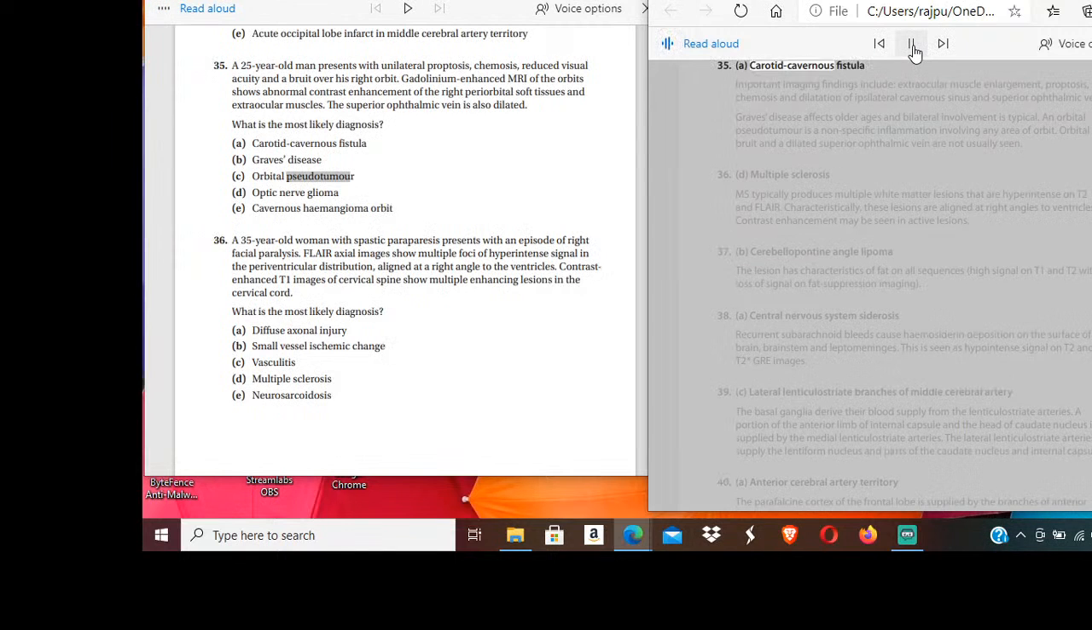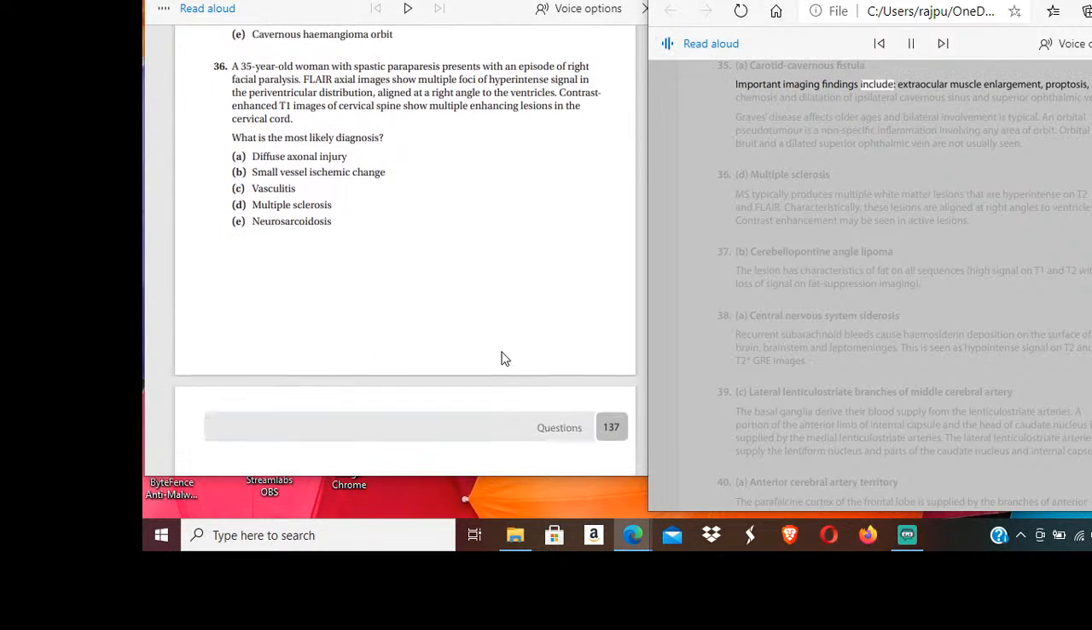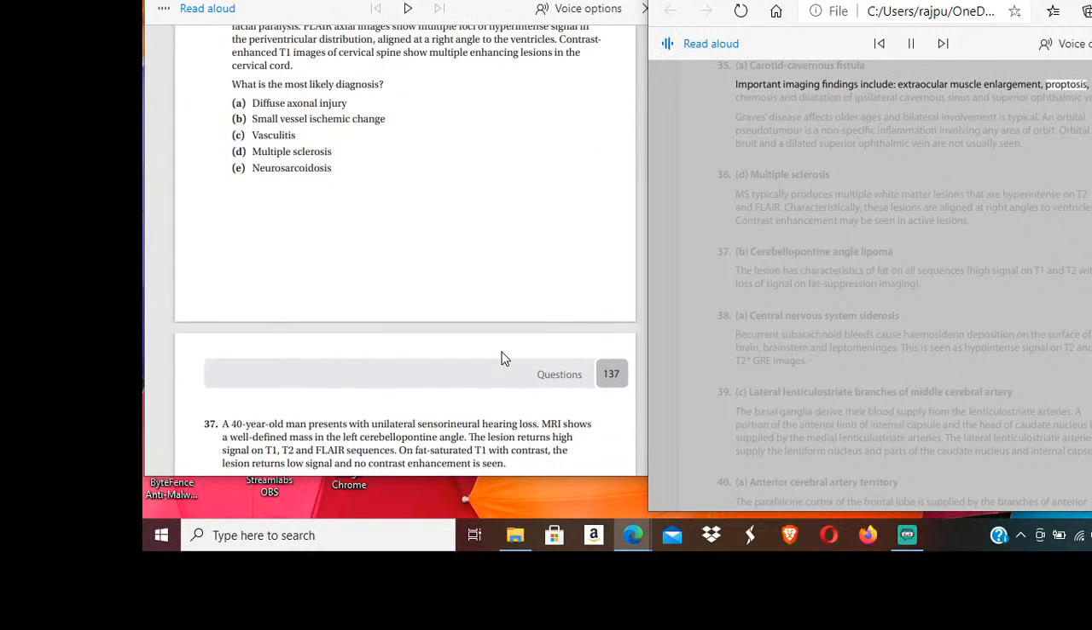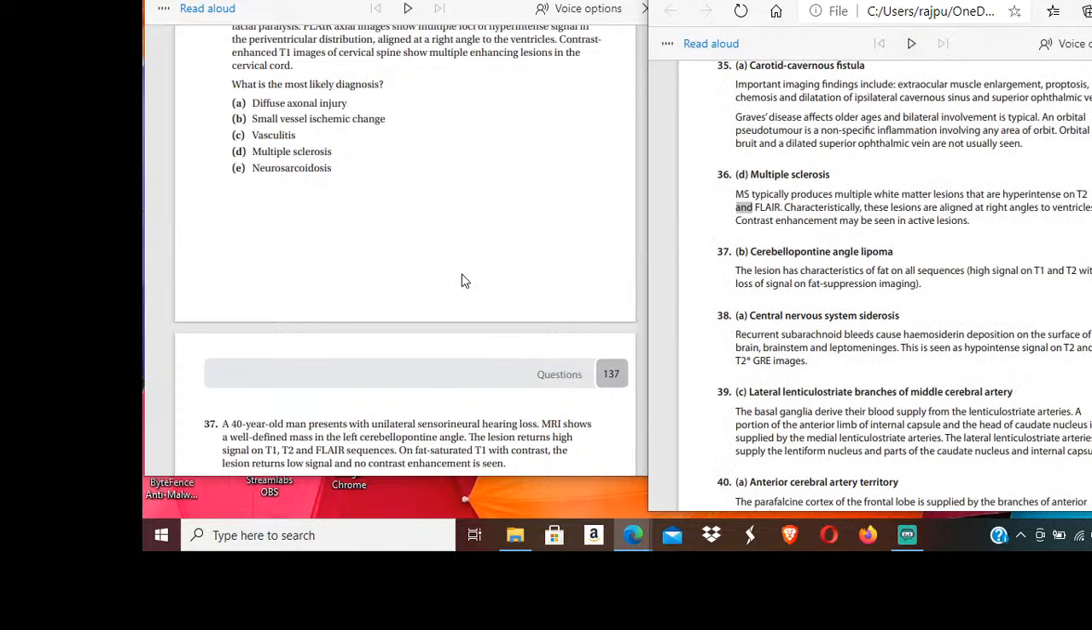35. A. Carotid cavernous fistula. Important imaging findings include extraocular muscle enlargement, proptosis, chemosis and dilatation of ipsilateral cavernous sinus and superior ophthalmic vein. Graves' disease affects older ages and bilateral involvement is typical. An orbital pseudotumor is a non-specific inflammation involving any area of orbit. Orbital bruit and a dilated superior ophthalmic vein are not usually seen. 36. D. Multiple sclerosis. MS typically produces multiple white matter lesions that are hyperintense on T2 and FLAIR.